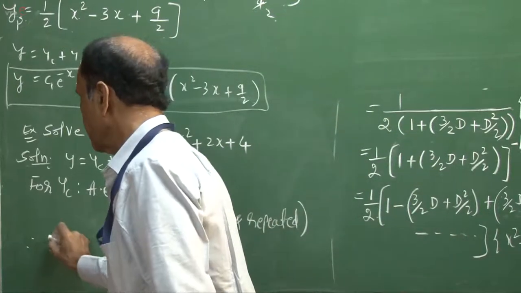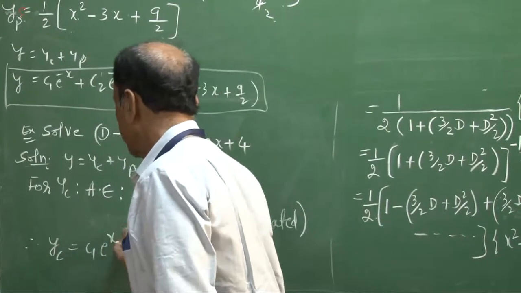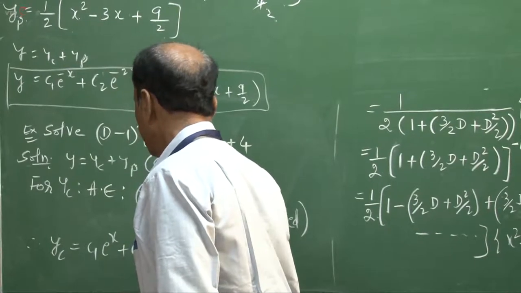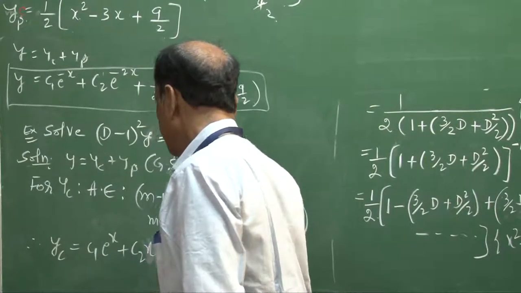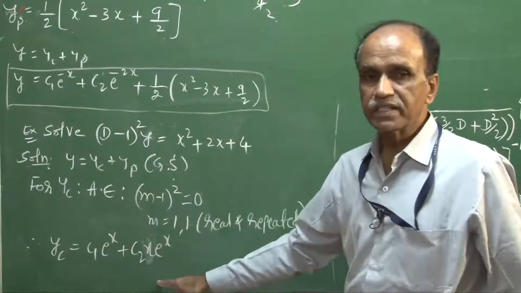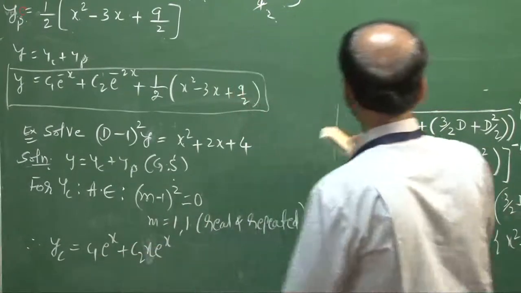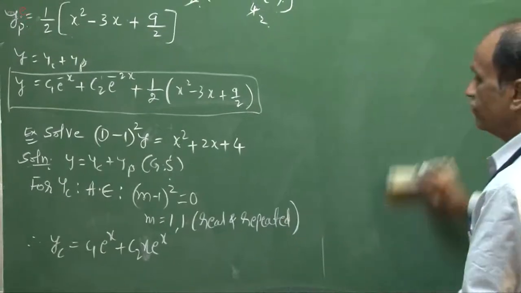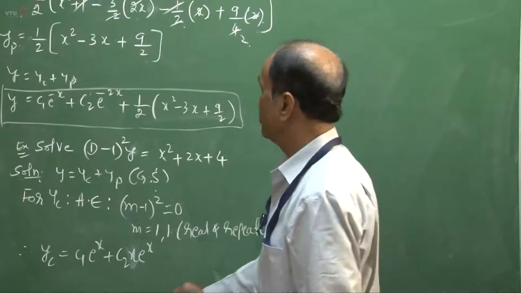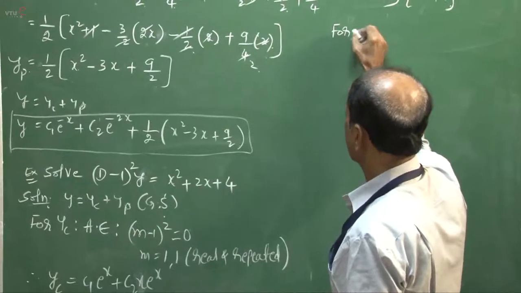Therefore, the complementary function yc is equal to c1 e to the power x plus c2 x e to the power x, because for the repeated roots case, these are real numbers and repeated roots. Therefore, what do you have to write for the particular integral? Use the inverse differential operator. That should be for yp.